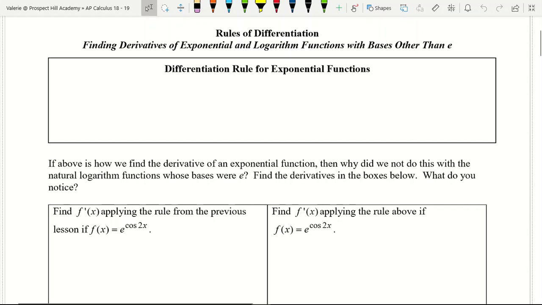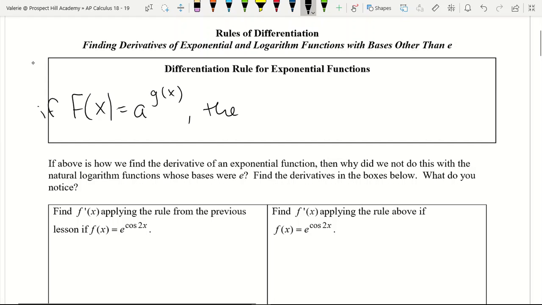So the differentiation rule for exponential functions is: f of x equals a to the g of x. If this is true, then f prime of x equals a to the g of x times g prime of x times ln of a.